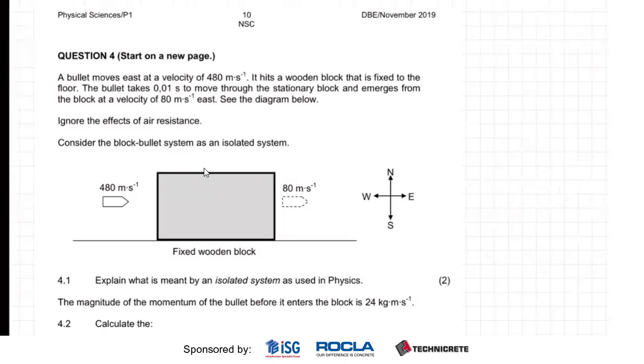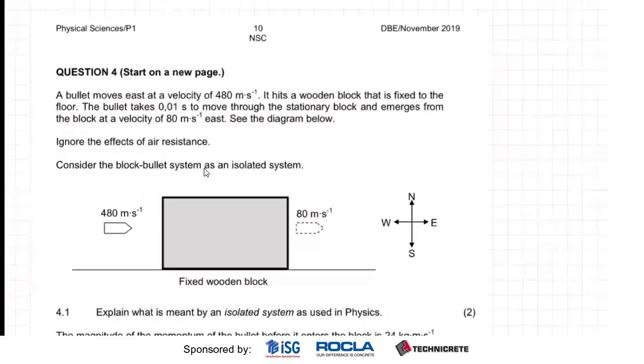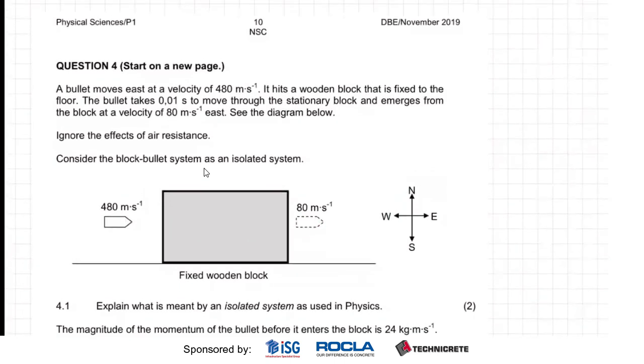So we have our fixed wooden block. We have the bullet going into the block. It's going in east. You can see they've given us some coordinates there so we can see which way is east, which way is west, north, south. It's going to go into the block and go through the block. Obviously, it's going to slow down when it's in the block, and then it's going to come out of the block at a velocity of 80 meters per second. Okay, so let's see what they want from us with this question.